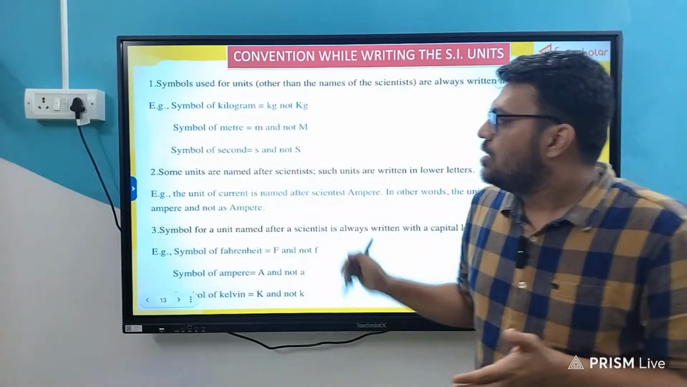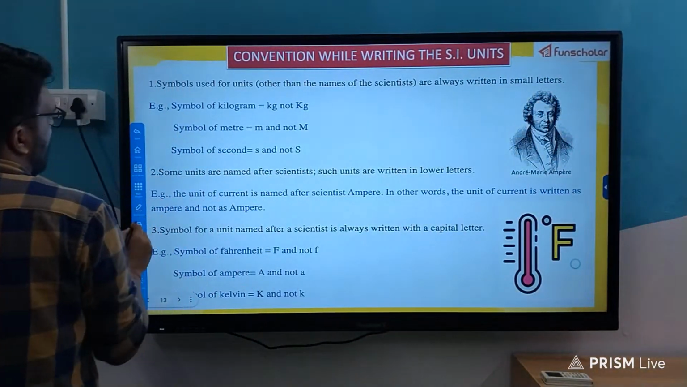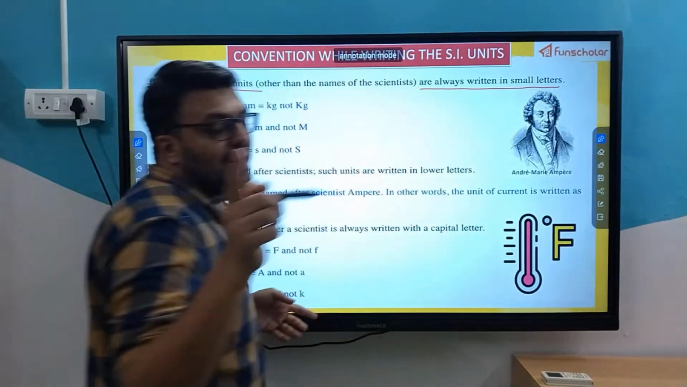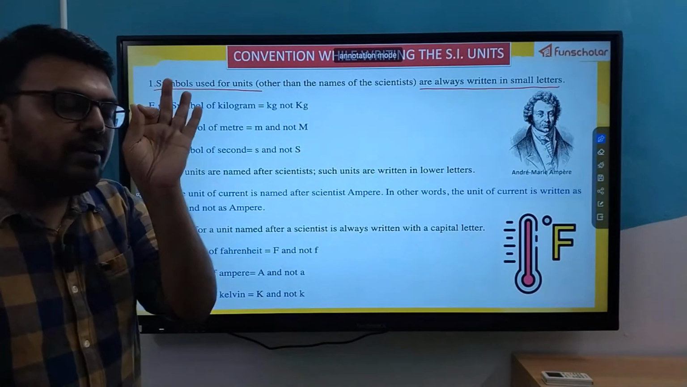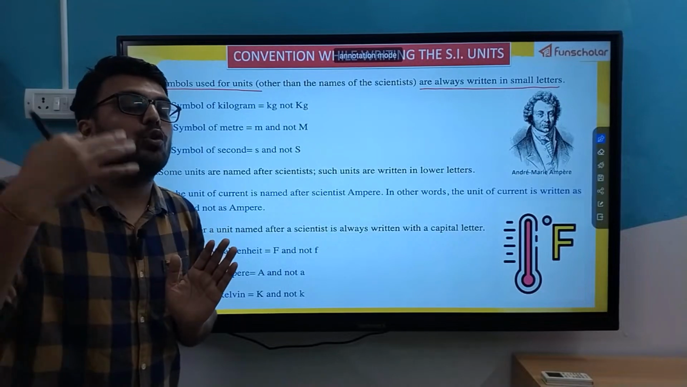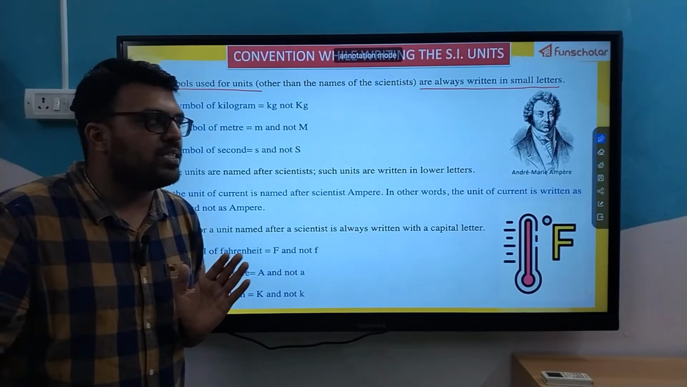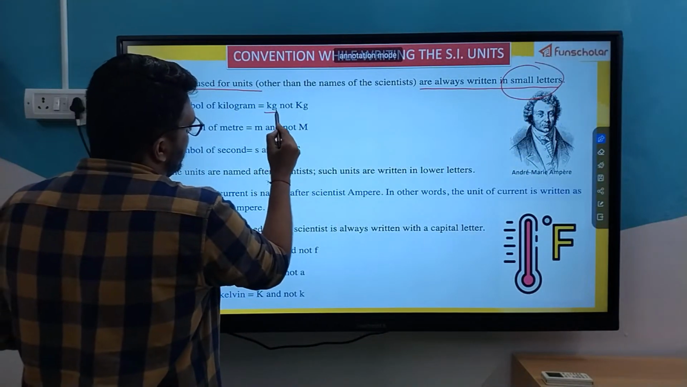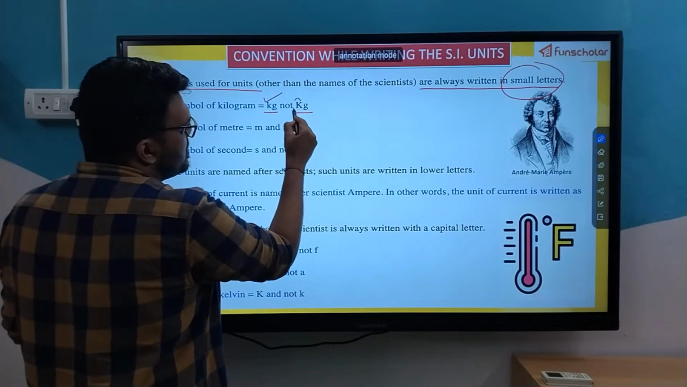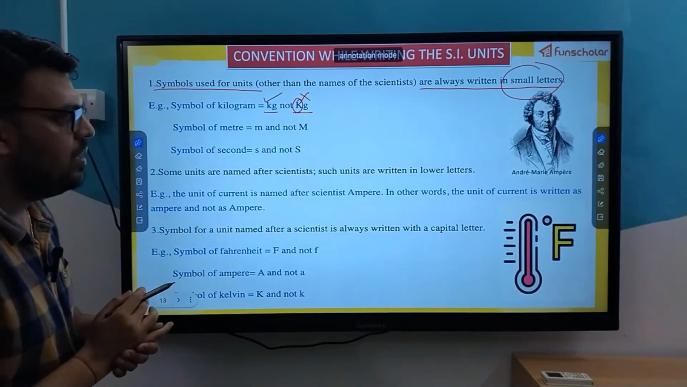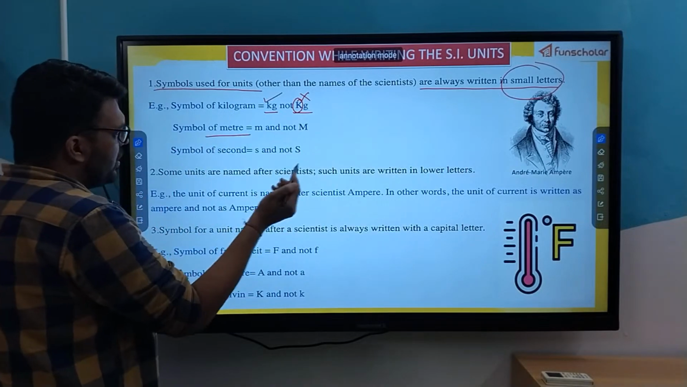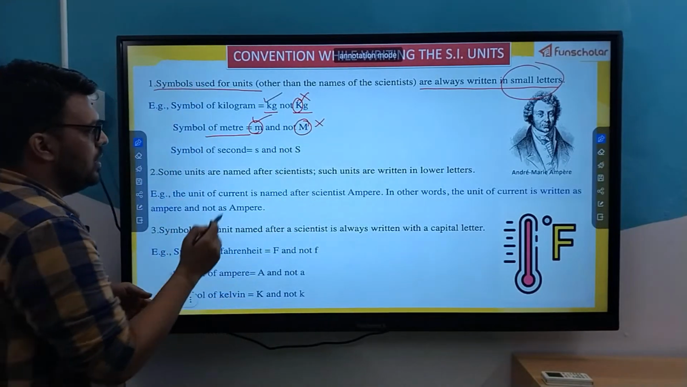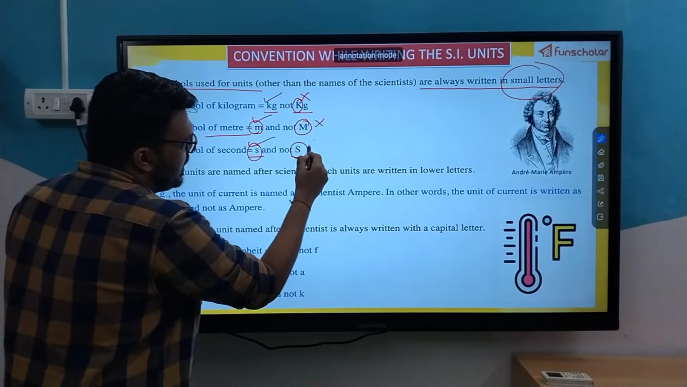And what are those rules? These are the rules. It says that the symbols used for units are always written in small letters, if the unit is not named after a scientist. So we are talking about those units which are not named after the name of a scientist. All those units will be written in small letters. That is why kg is the right form, and this capital form is incorrect. In the same way, the symbol of meter, this small m is correct and this capital is incorrect. Similarly, small s is correct and capital S is incorrect.